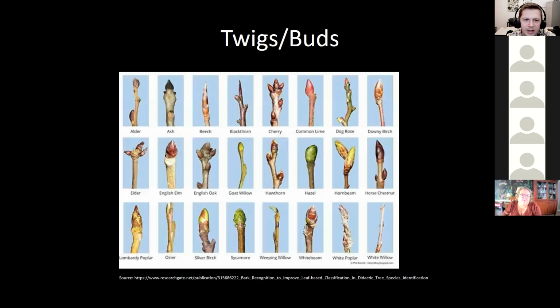And then, up north, you're very reliant on your buds. You have to get a little closer, and take a look with a hand lens or something and look at how these look. As you can see, some of these have certain patterns to them as well. Like this one right here, you can tell it's opposite. So all ash trees are opposite. That can be helpful in some instances.